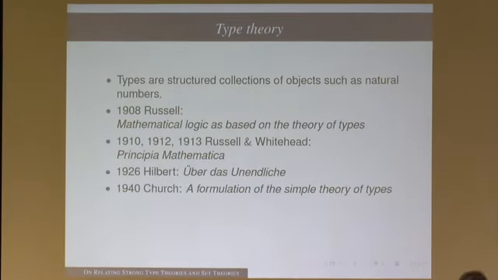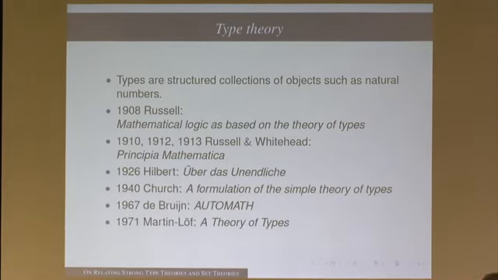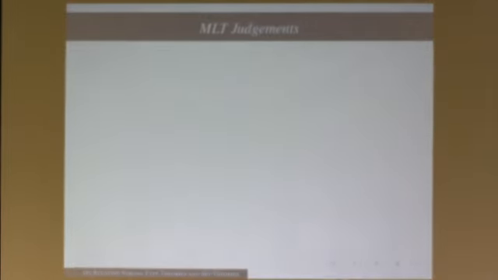And there's Church, the formulation of simple type theory, and De Bruijn, Automath, and then beginning with the early 70s, Per Martin-Löf developed a theory of types. Okay, so this is just history.